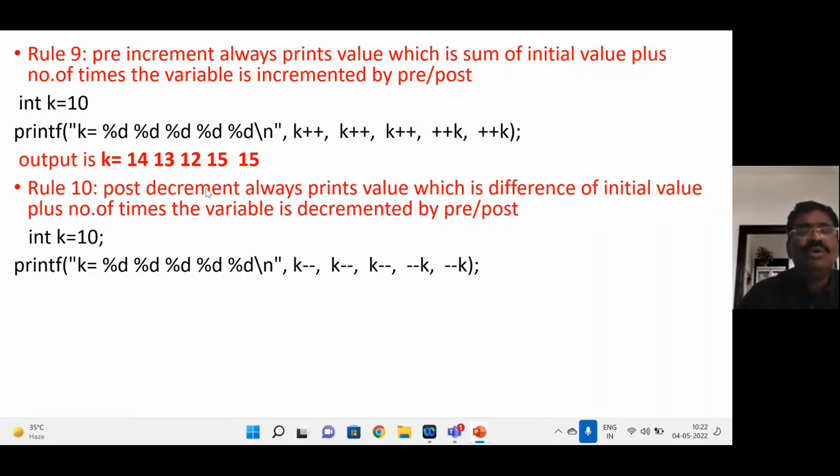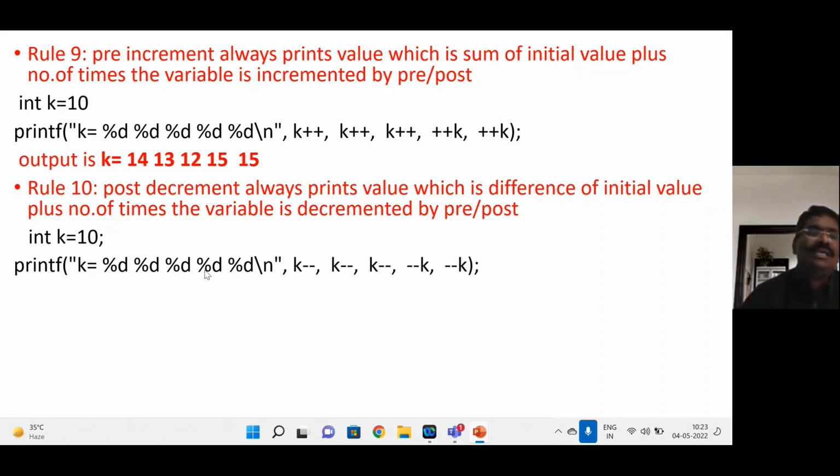So post decrement always prints the value which is the difference of the initial value and the number of times the variable is decremented by pre or post. For example, int k is equal to 10. How many times do we use the decrement operators? 5 times. Look at the last one, which is k minus minus, a pre-decrement. It counts the number of decrements, 1 and 2.